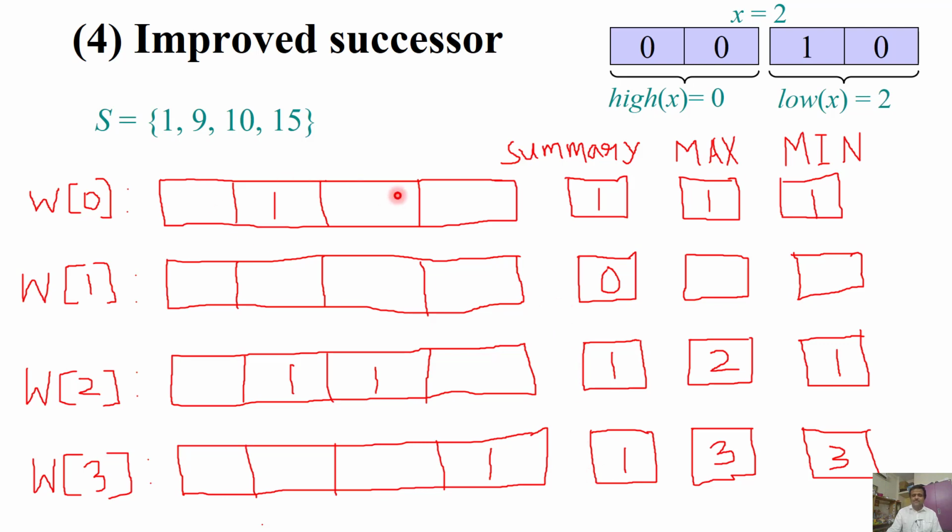So one successor call will be here. If low of x is less than max, then we know there is a 1 after low of x. We do the successor call, and definitely we will get the 1 and the index there. Otherwise, if low of x is greater than max, then there is no 1 here. We go for the summary bit, where we need a successor call, but again we do not want to do any successor call there. This minimum, where the first 1 is, that index we return. So that is the algorithm.